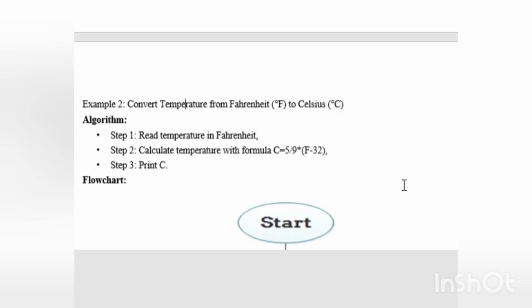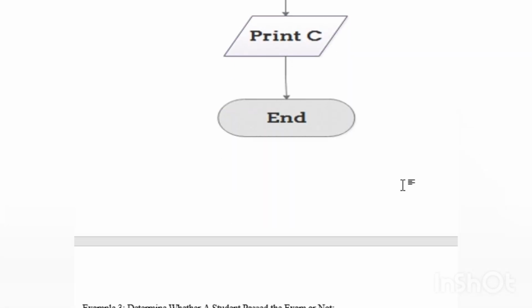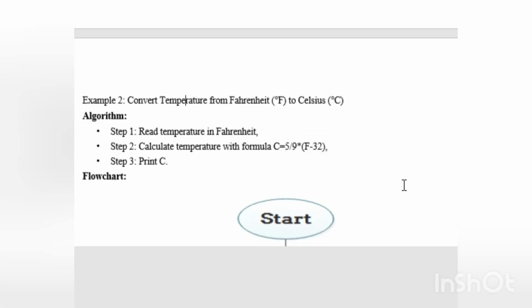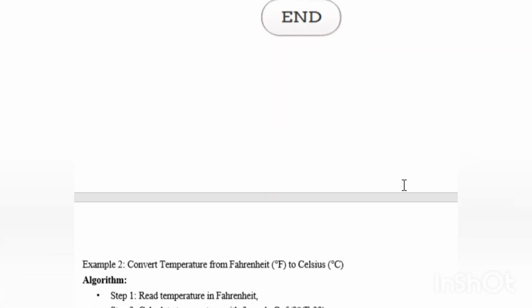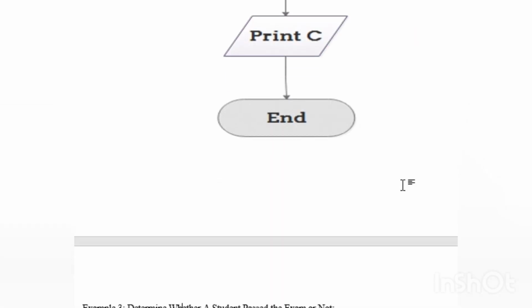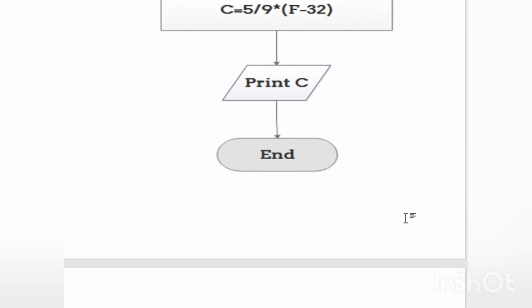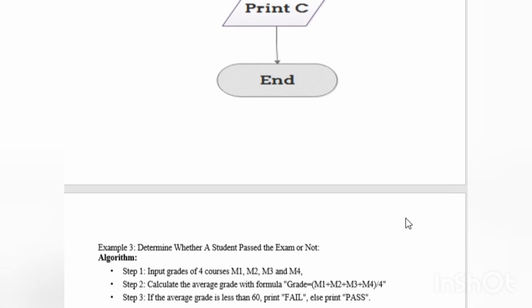Next we have to convert temperature from Fahrenheit to Celsius. So we have a formula for that, and for the algorithm it is: read temperature in Fahrenheit, calculate temperature with this formula, and then print C. For the flowchart, we will have a start, then read the Fahrenheit temperature, then the process box where C is equal to 5/9 multiplied by (F minus 32), then for the output print C, and then end the process. This will be our flowchart.